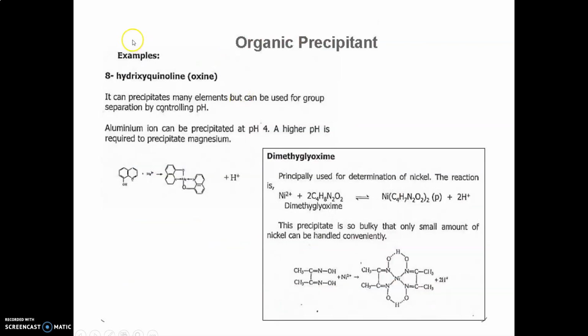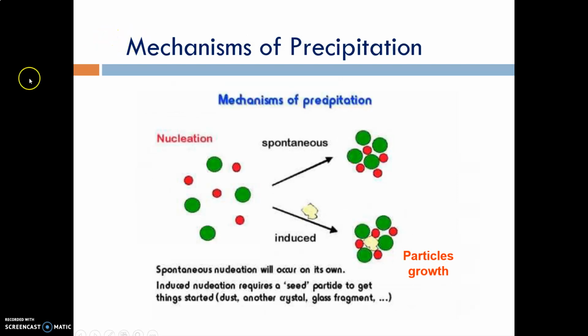Okay, here also you can read by yourself, and this is the mechanism of precipitation. So before this, the RS value, you should have a smaller RS value, so you have more particle growth, so you will form large crystal particles. So what is actually nucleation? What is actually particle growth? This mechanism of precipitation, I am going to explain in detail in our next video.